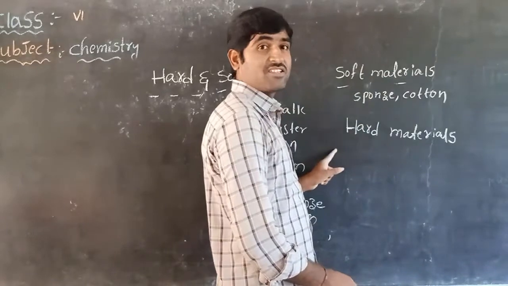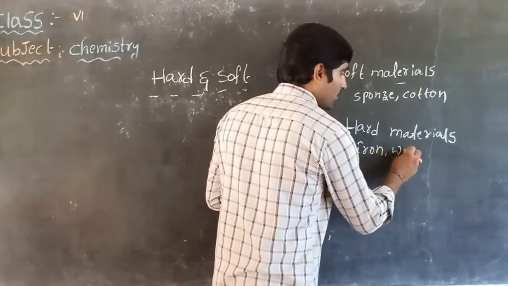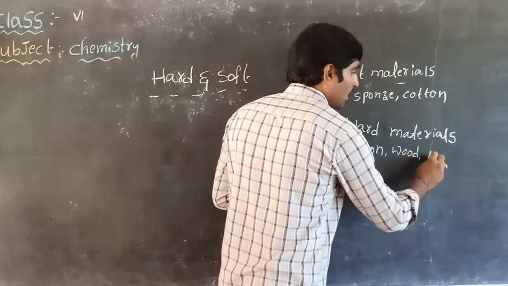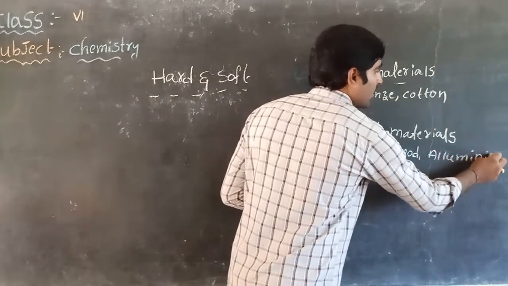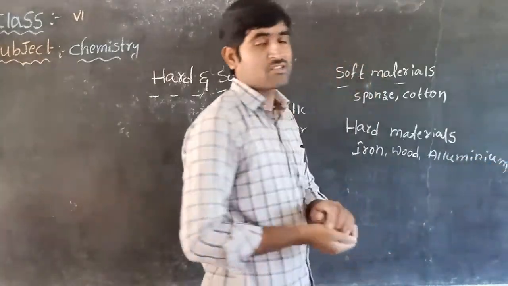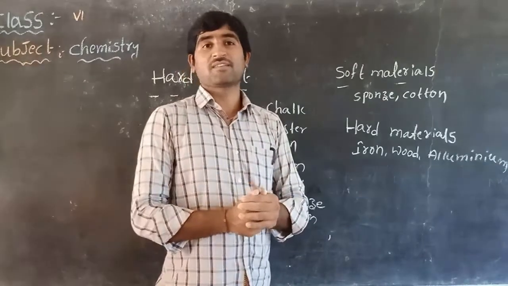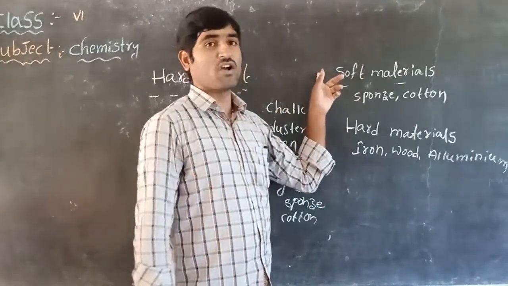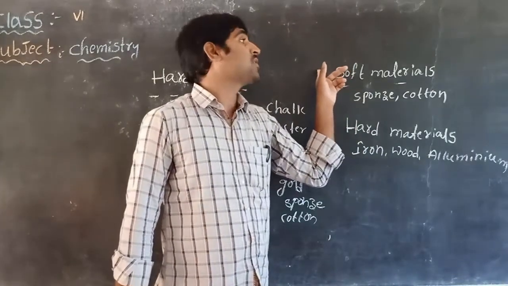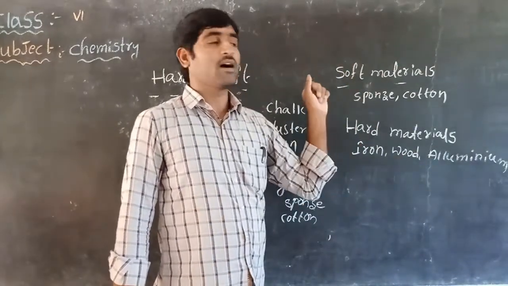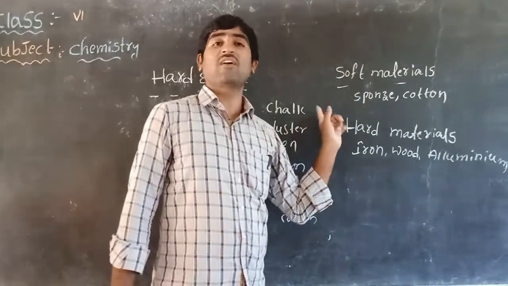Hard materials, children, are iron, wood, aluminium. They are the hard materials. Understood, children? Based upon the compressibility of objects, we divide objects into two types. They are soft materials and hard materials. Soft material means the materials which compress easily are called soft materials. The materials which do not compress easily are called hard materials.